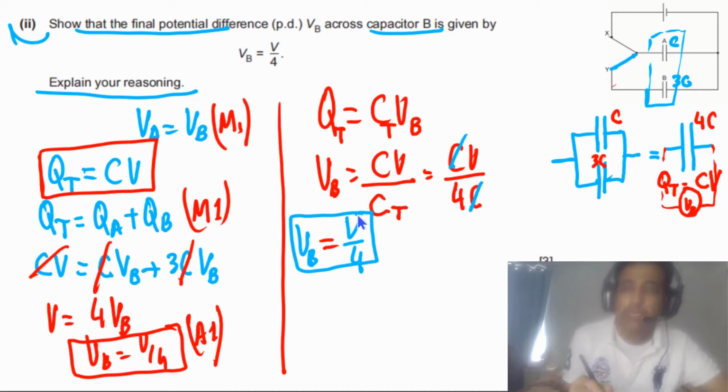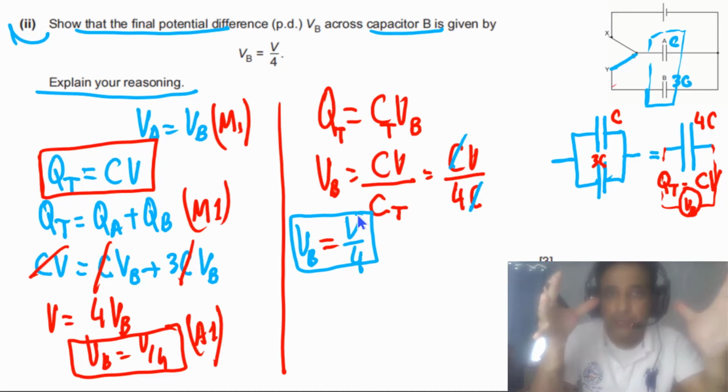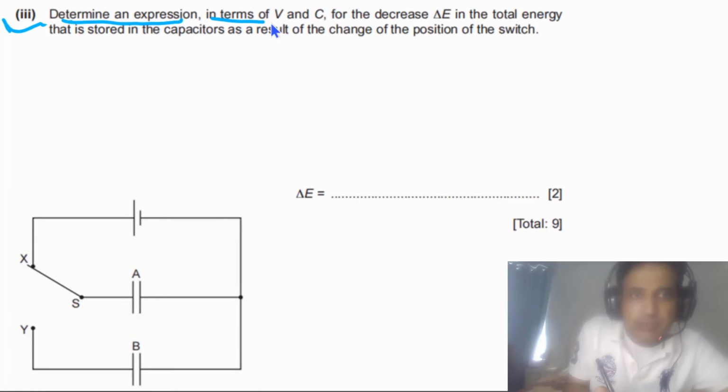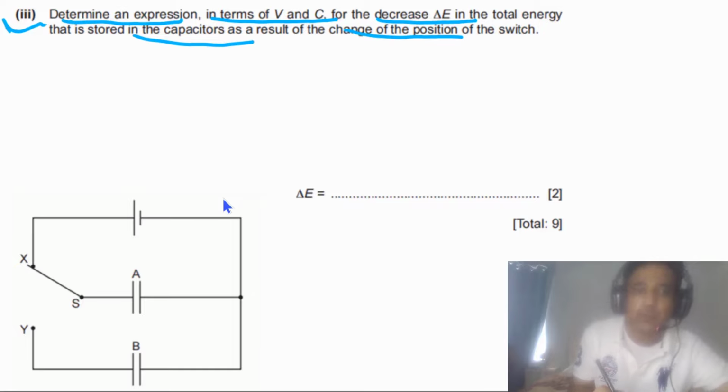A beautiful way. I hope this will help you to improve your understanding of capacitor networks. The third part says: determine an expression in terms of V and C for the decrease delta E in the total energy that is stored in the capacitors as a result of the change of the position of the switch.